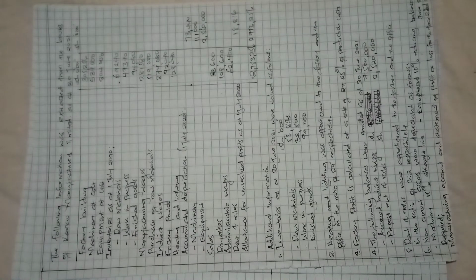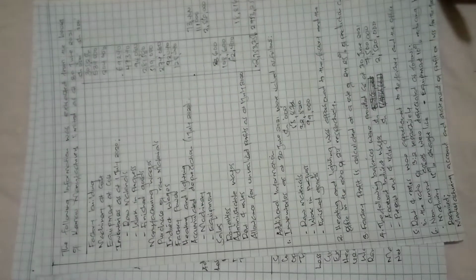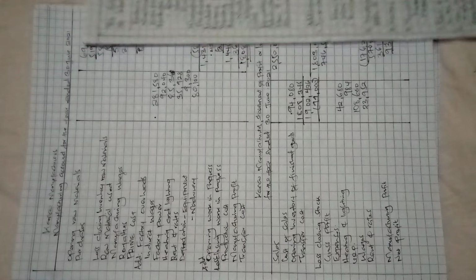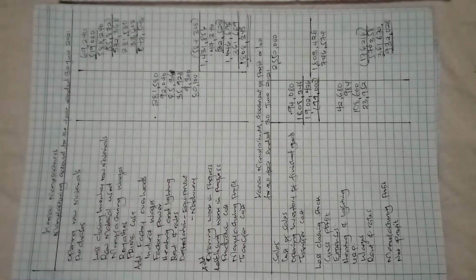Then we need to prepare now. We are done with the additional information together with the workings. So the illustration will go like this. You are required to prepare Kamau manufacturing account for the year ended 30th June 2021. That's how it will read. The title of our manufacturing account.